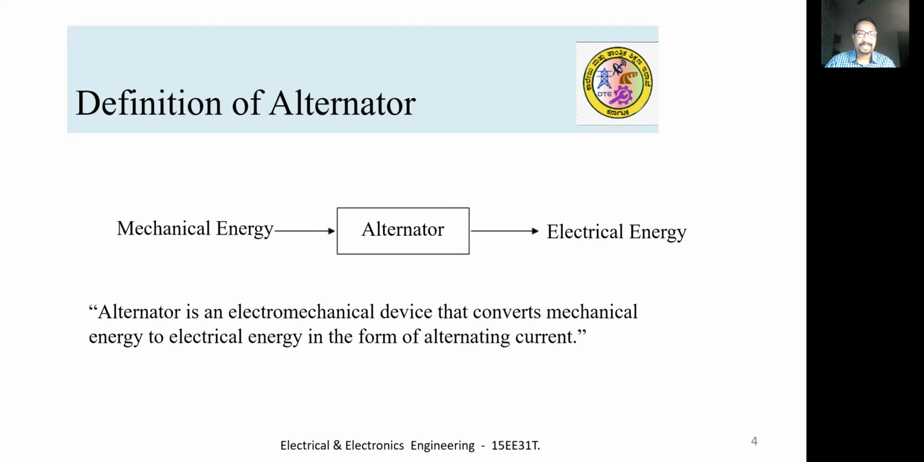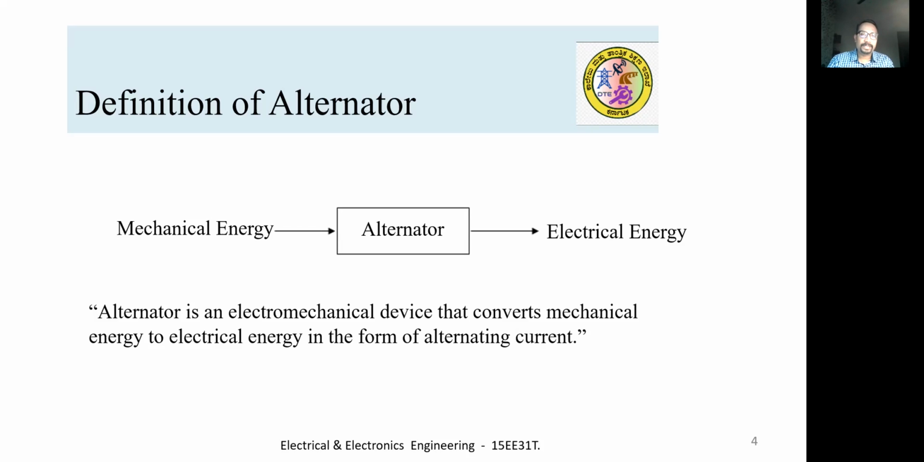Let us see the precise definition of an alternator. An alternator is an electromechanical device that converts mechanical energy into electrical energy in the form of alternating current. So this is the definition of an alternator. In simple terms, an alternator is a big energy converting device. It takes mechanical energy at the input and gives out electrical energy at the output.